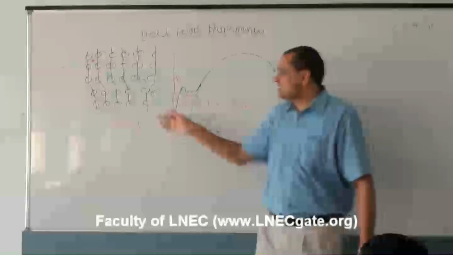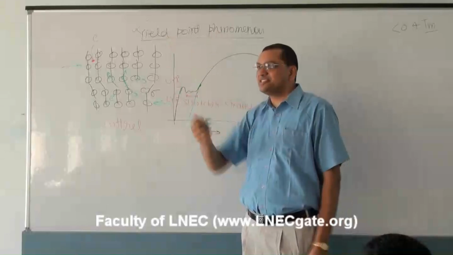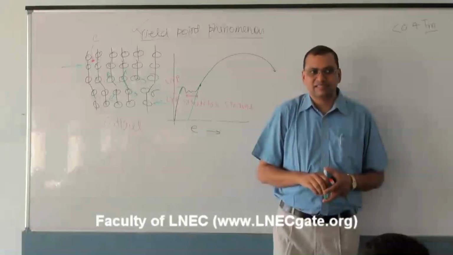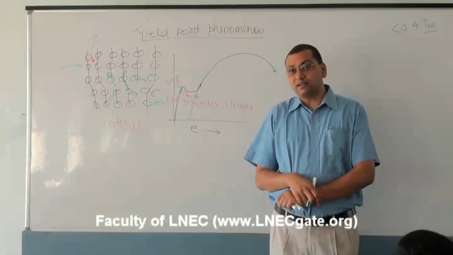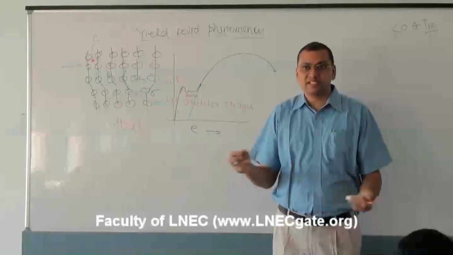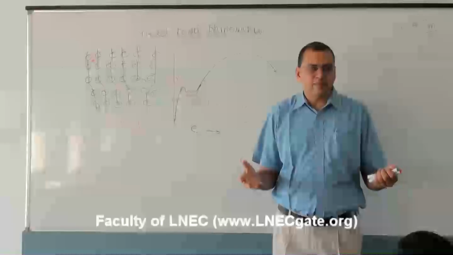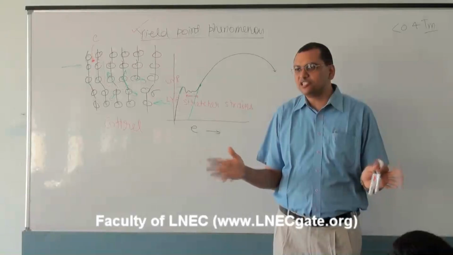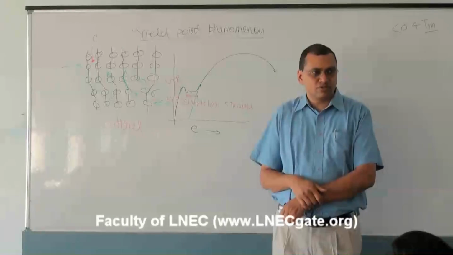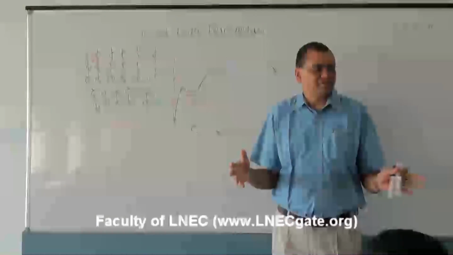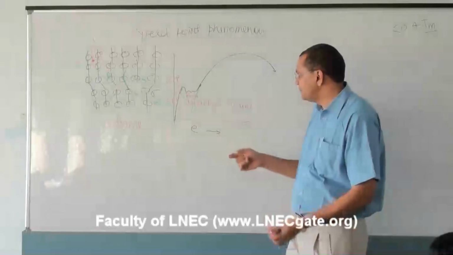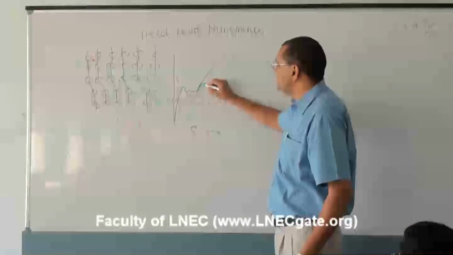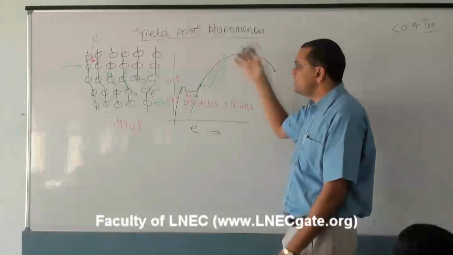Why? Because carbon is somewhere else and the dislocation is somewhere else. But if you wait for some time, this time depends upon the percentage of carbon or nitrogen. This period is around 1 to 2 years, depending upon the percentage of carbon. If you wait for some time, then the yield point phenomenon will reappear in the material.